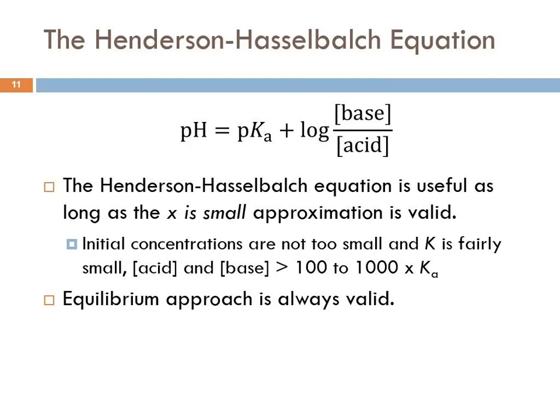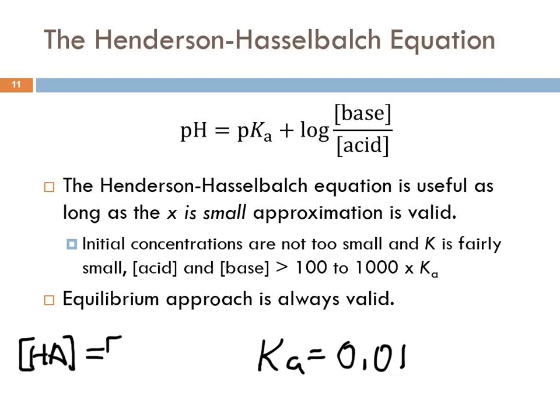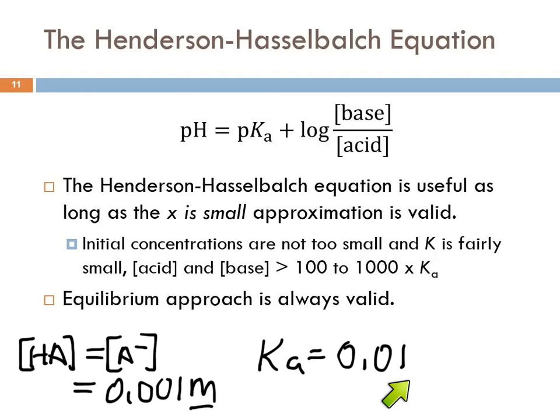So if Ka is 0.01 and your acid and base concentrations are 0.001, is the Henderson-Hasselbalch equation going to be okay? No, because here your acid and base concentrations are actually smaller than the Ka. It's just not going to work.